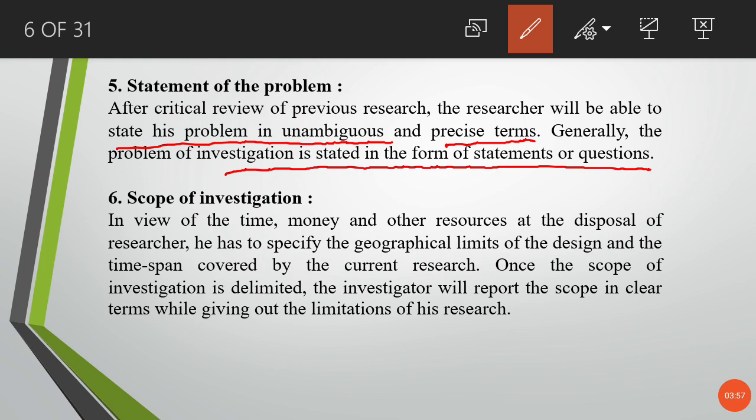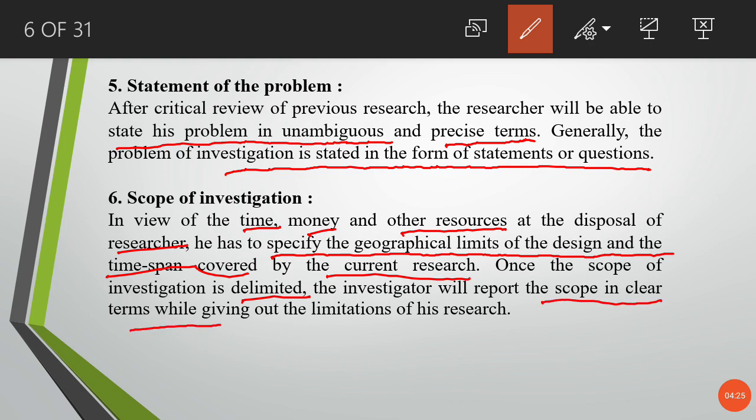6. Scope of investigation. In view of the time, money and other resources at the disposal of researcher, he has to specify the geographical limits of the design and the time span covered by the current research. Once the scope of investigation is delimited, the investigator will report the scope in clear terms while giving out the limitation of his research.